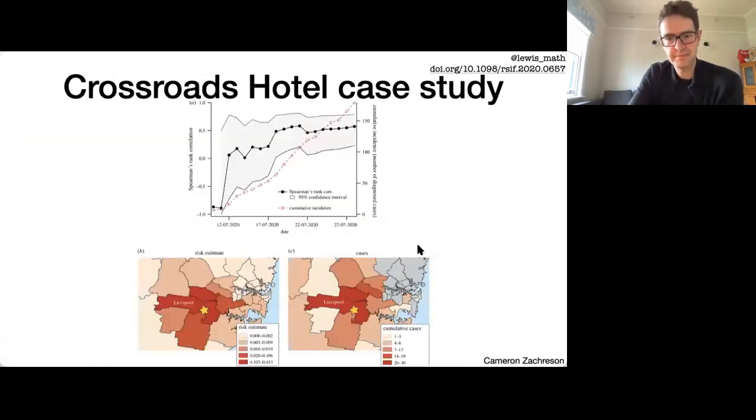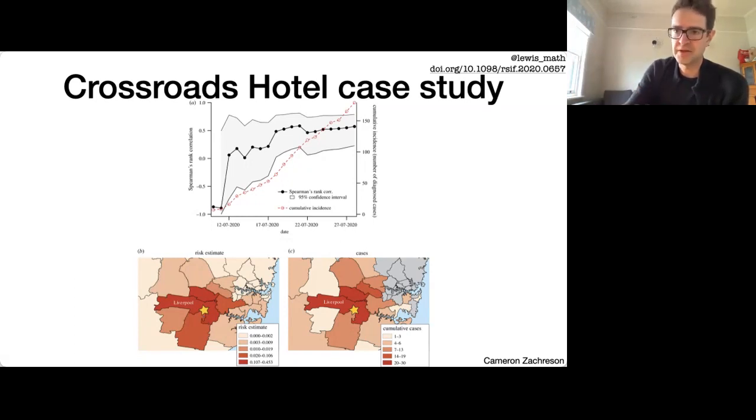That was case study number one. Case study number two did a similar thing in Sydney with the Crossroads Hotel outbreak. So it was a pub where there was an index case and lots of people got infected from that, and then seeded them elsewhere. There was not ABS data to use there.